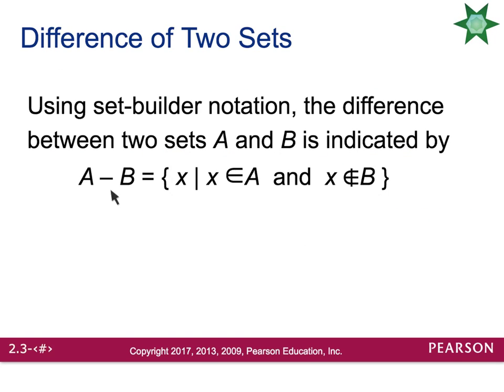Using our set builder notation, we can say A minus B is, again using our braces, x bar, the set of all x such that x is an element of A and x is not an element of B. We've got to put the "and" in between there.